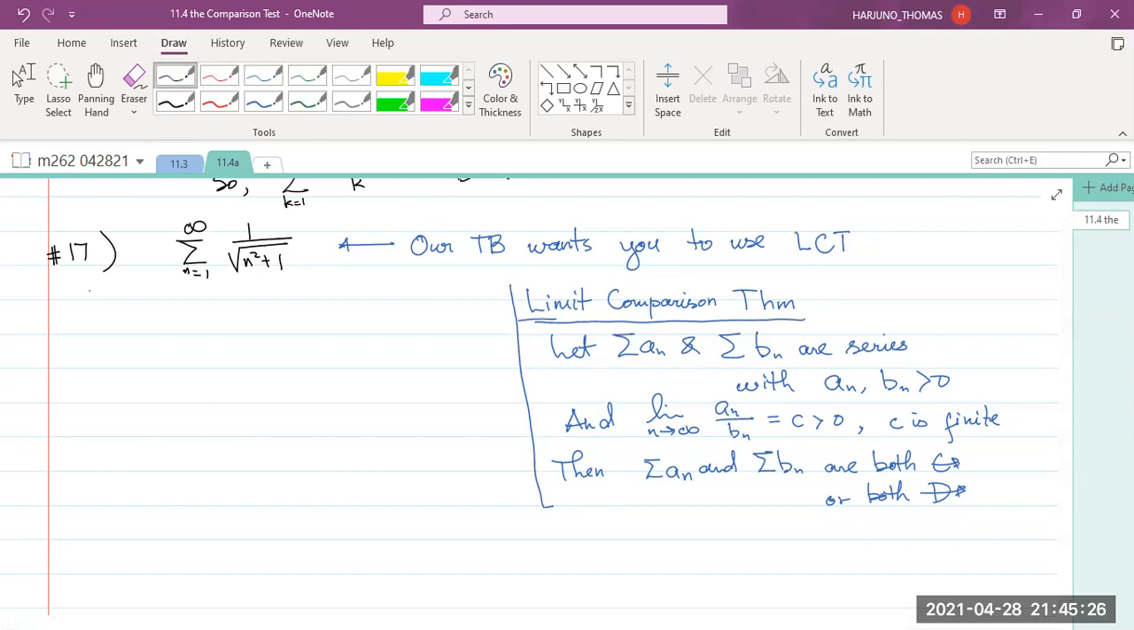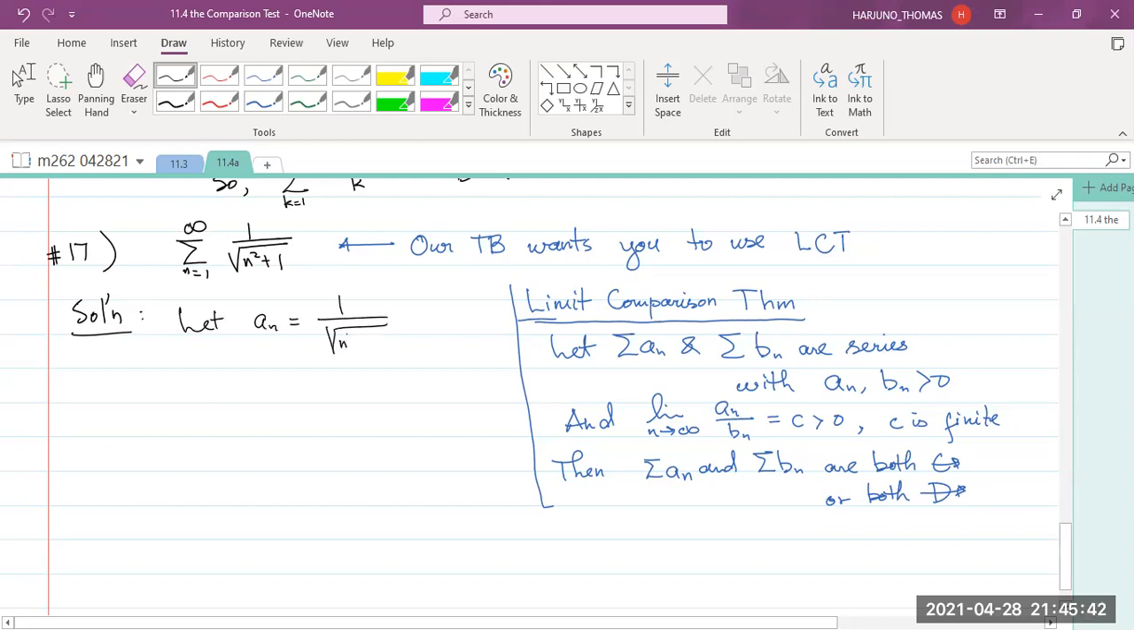That's what they want you to do. Let me show you first what they want, and then I will show you my way in which I don't use the limit comparison theorem. Basically, let a sub n be 1 over square root of n squared plus 1. That's the terms that we originally have in that series. Consider b sub n equals 1 over n. Even though b sub n is larger than a sub n, when n is very, very large, they behave quite similarly.